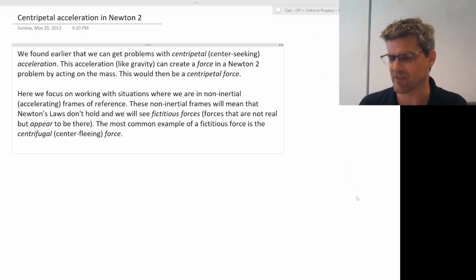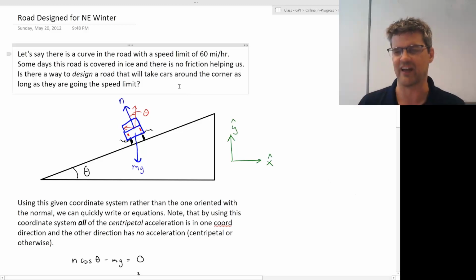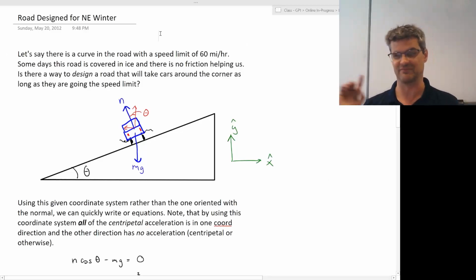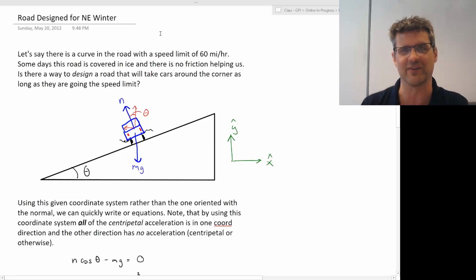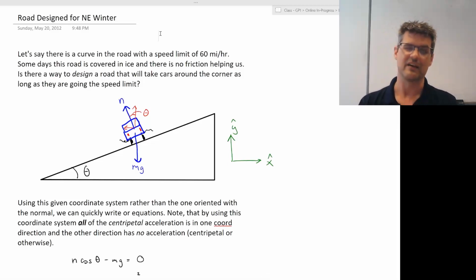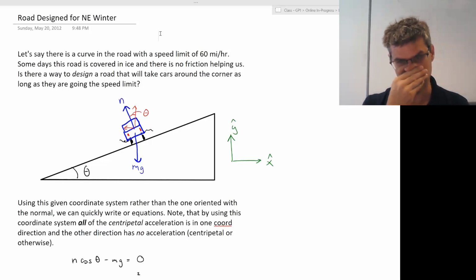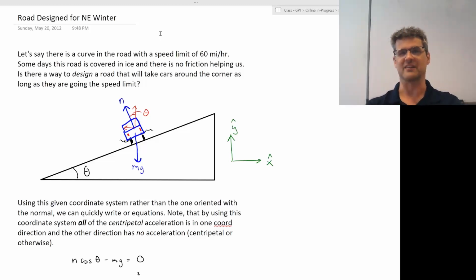Now, one of the common scenarios that we most often look at when dealing with these phenomena is centripetal acceleration. How do we make things go around a circle or make things go around a curve? Now, I happen to have grown up in Nebraska, so this is not a road designed for Northeast winter, but it could be a road designed for Northeast winter, just like it's a road designed for Nebraska winter. Because at the end of the day in winter, ice can show up on the roads. Friction can go away. And so how do we make a car go around a corner when we don't have friction to help us? Well, what we could do is bank the road.